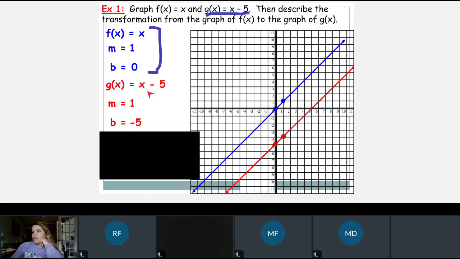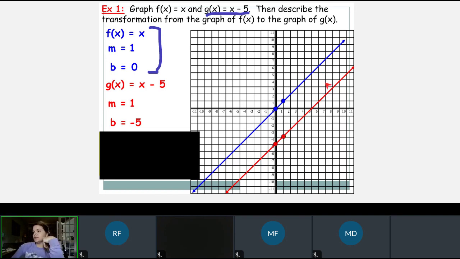Now, the next one, the red one, still has a slope of 1, but our y-intercept is negative 5. So we're going to be at negative 5 for our first point, the y-intercept, and then up 1 over 1, up 1 over 1. So these are parallel lines. We talked about that in our last lesson.